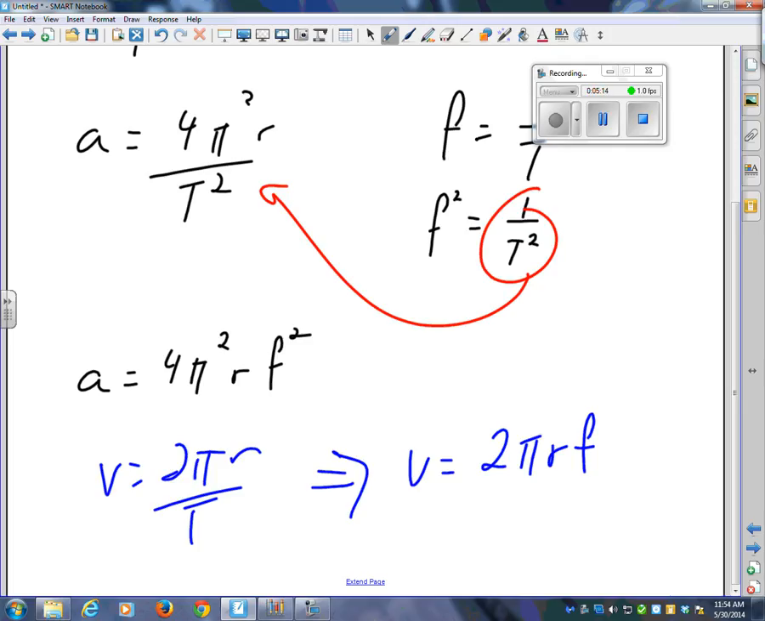Okay, so now we go with the flea problem. Let's have a look at example number 7 there. A 0.2 gram flea sits at a distance of 5 centimeters from the center of a rotating LP record.